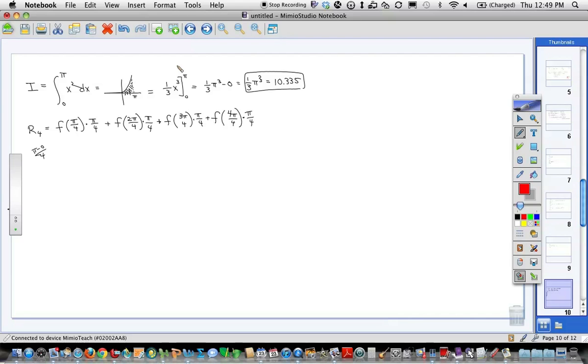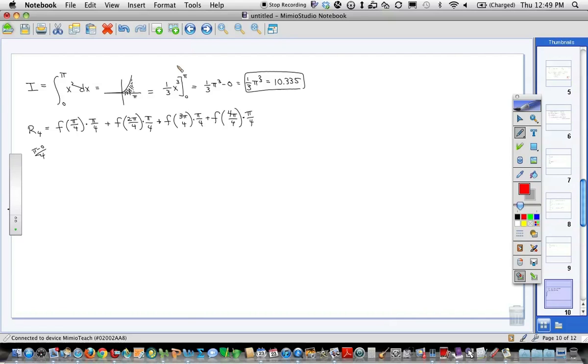It means pi fourths plugged into the function. So get your calculators out, and let's go ahead and type this in. Then I'll show you a way we can do it a little quicker. Now, I said by hand. Well, we're still going to use the calculator for pi fourths squared and stuff like that.